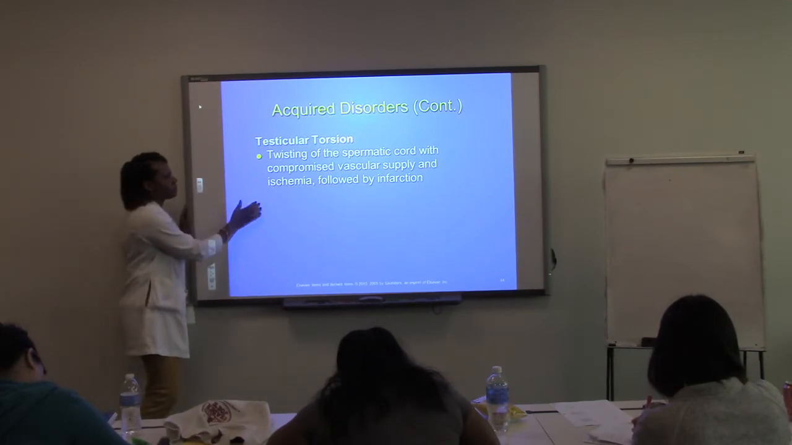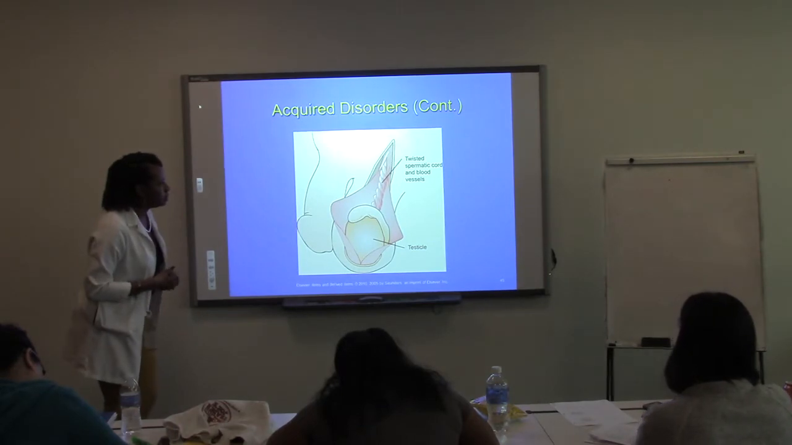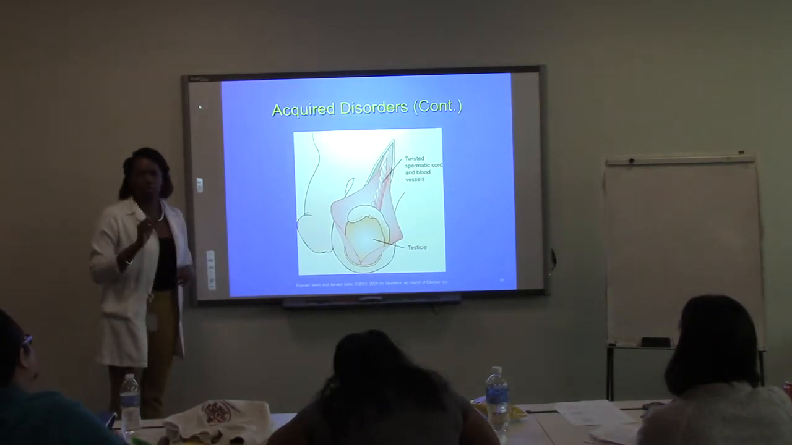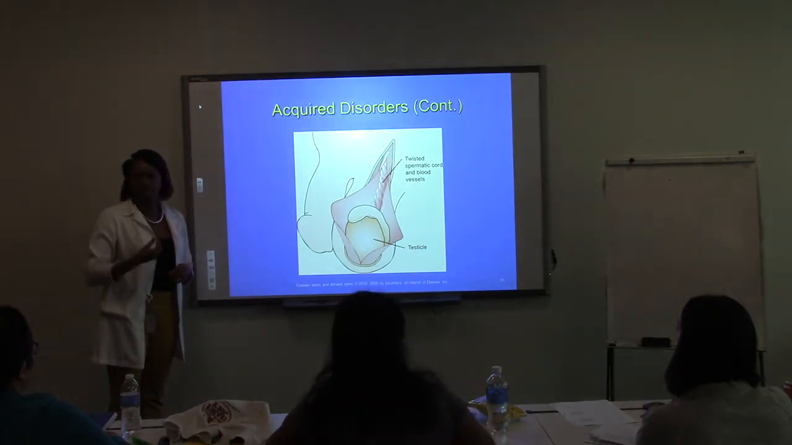Okay, so that's a picture of what it looks like. And that looks painful. Okay, you can imagine twisting of the spermatic cord, again blocking the blood supply and nerve supply to the testes.